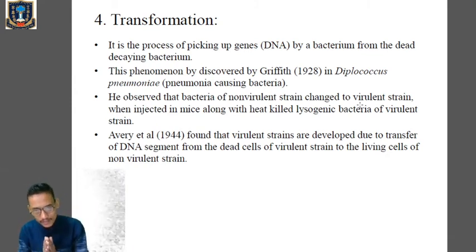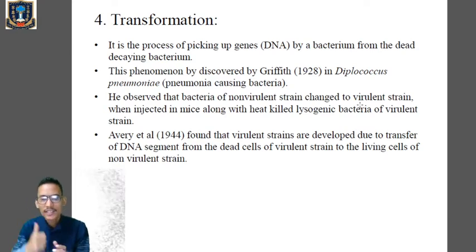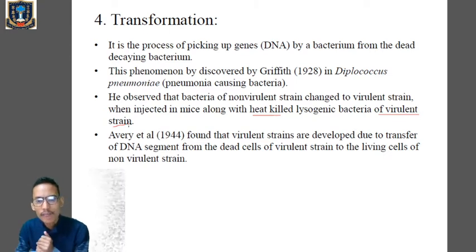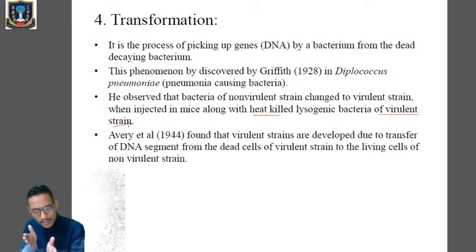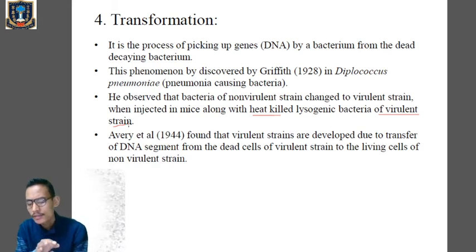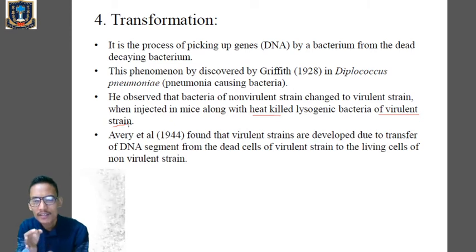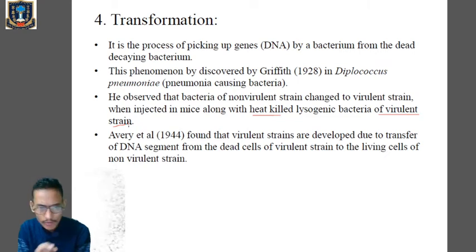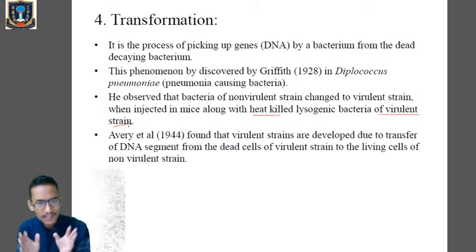Clear? Now what did he do? Griffith, by applying heat, killed the virulent strain. That's what we are saying, heat killed virulent strain. So when he injected the heat killed virulent strain into the body of mice, the mice did not die. The mice survived. Clear?